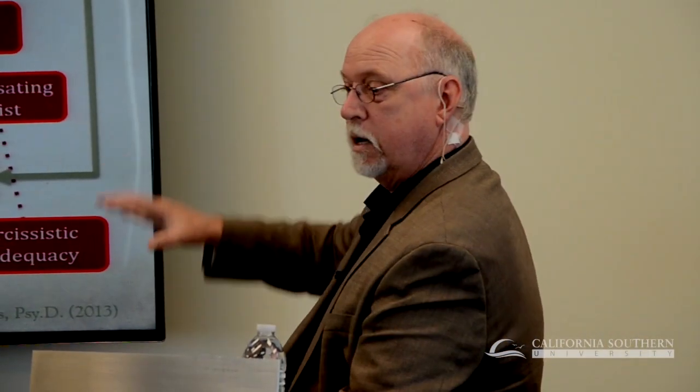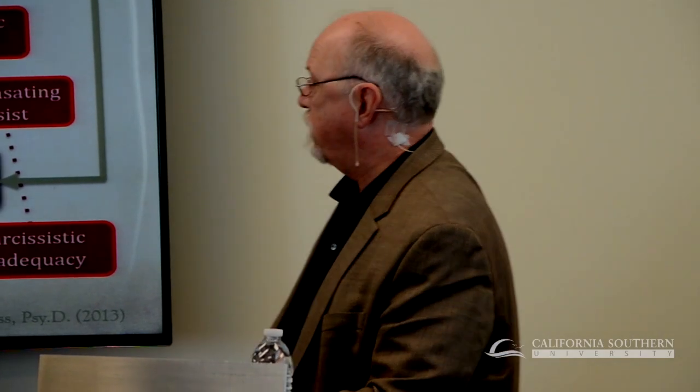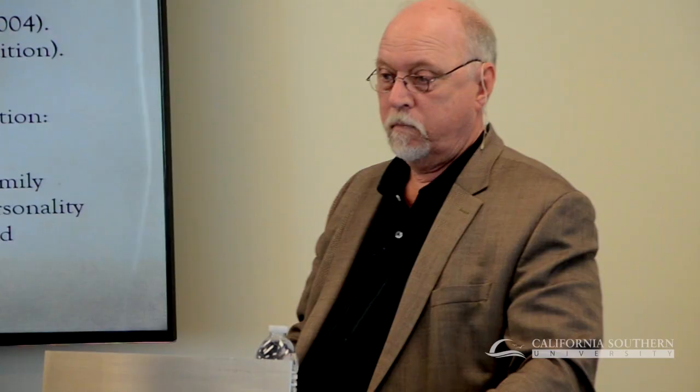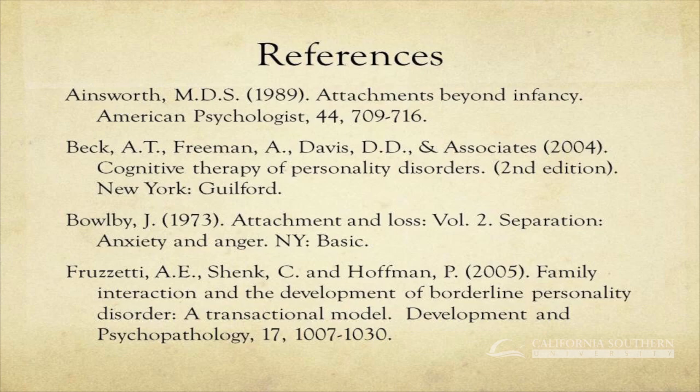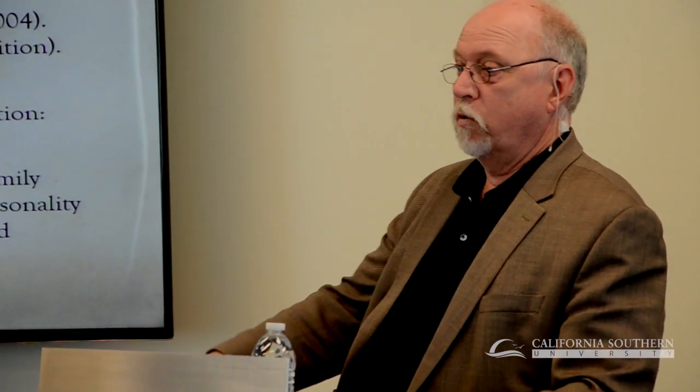And so here's your full diagram. Here's the complete process. Disorganized attachment activates the personality disorder, activates the trauma network, feeds into the persecutory delusions, and the decompensating narcissistic inadequacy and fear of abandonment are expelled from the narcissistic borderline parent by being projectively displaced onto the other parent. On the back of this are a set of references. If you're interested in more information, I've written some material on my website, applying it to therapy in terms of working with the grief response of the kid, and looking at some of the legal implications.